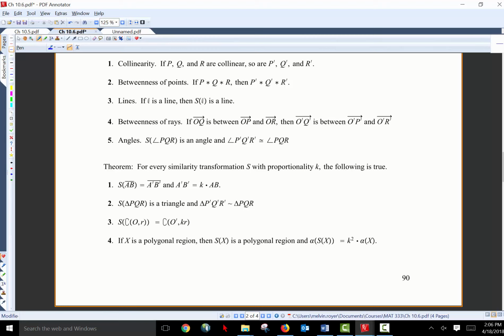Circles are going to circles, but not of the same radius anymore. The radius gets expanded or contracted by this factor of K. And regions get sent to regions, and the area gets adjusted, not by a factor of K, but by a factor of K squared, right? If you take a rectangle and you double the lengths of all its sides, the area gets multiplied by 4 rather than by 2. So far, so good.